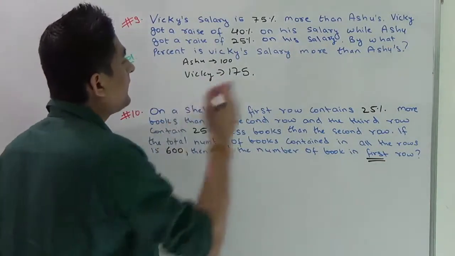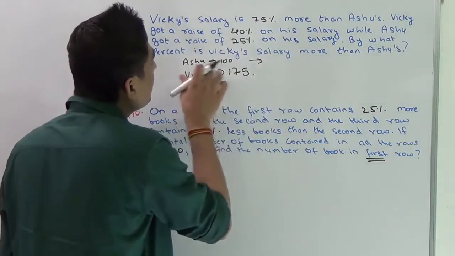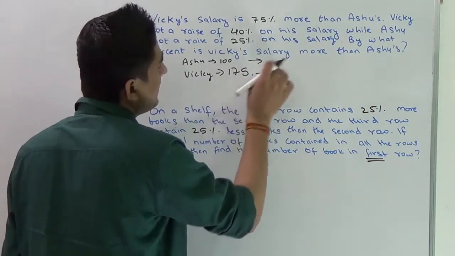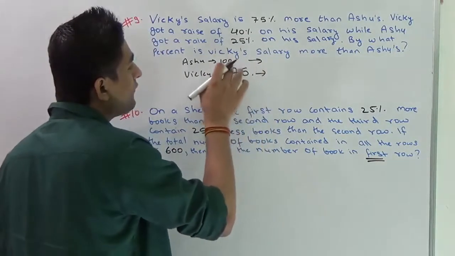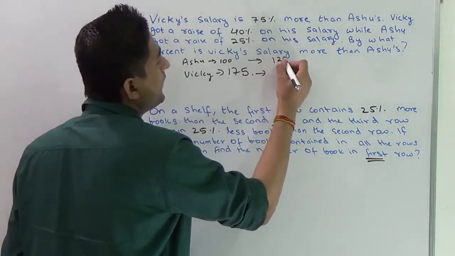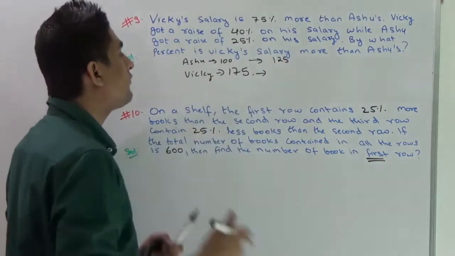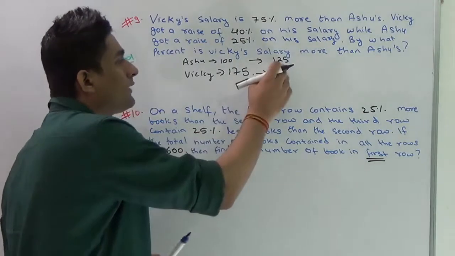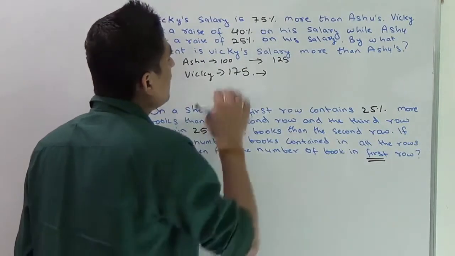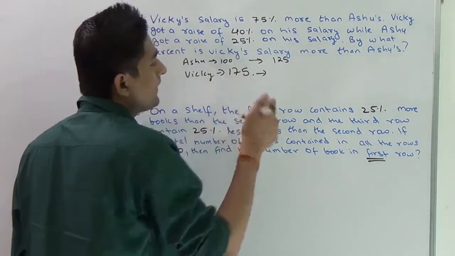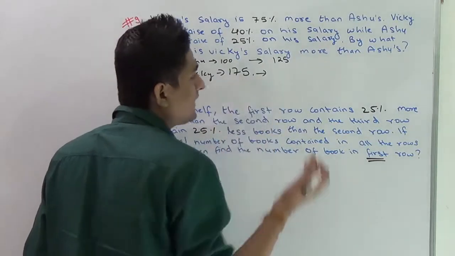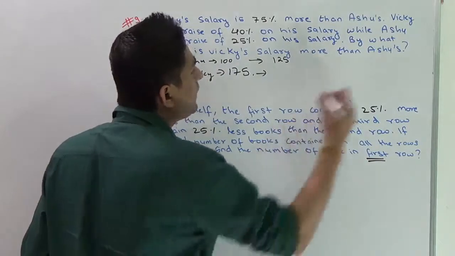Now there is a rise of 25% in the salary of Ashu and 40% in the salary of Vicky. Okay, 40% for Vicky and 25% for Ashu. If I increase Ashu's salary by 25%, it will become 125, because 25% of 100 is 25 and I add it to 100, that will be 125. Now Vicky's salary is raised by 40%. That means 40% of what? 40% of 175. That means now Vicky's salary is 140% of 175. Or I can say 175 plus 40% of 175.